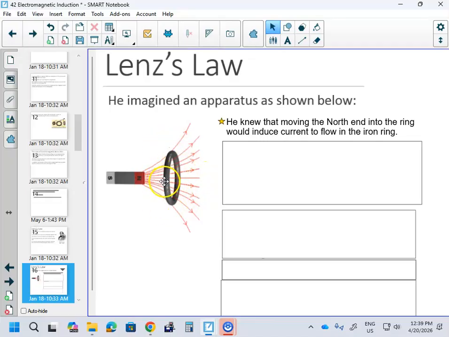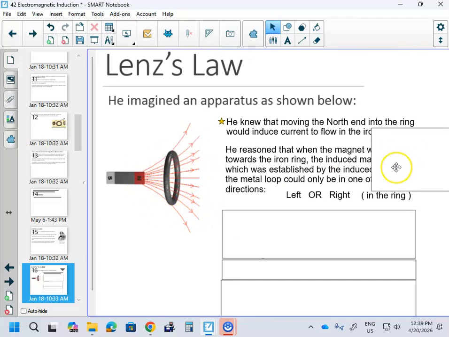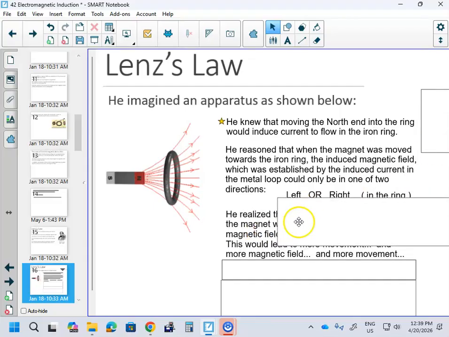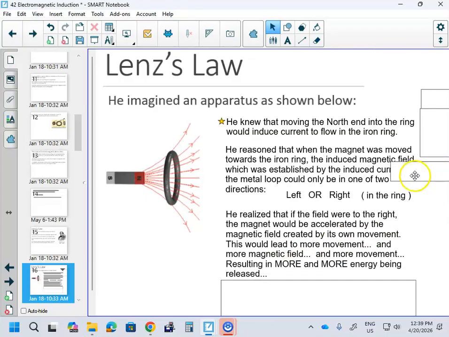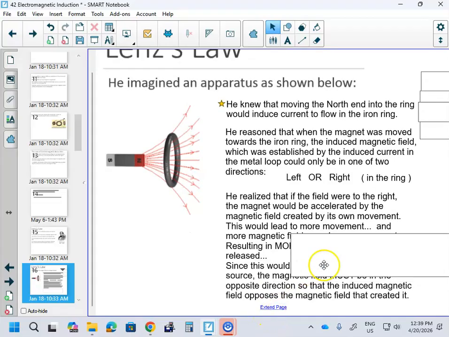Whereas if it made a south, then you push it in, that makes it south, that makes it pull in even more, and then that makes it even more south. So the idea is that couldn't be the case, right? Realize if the field were to the right, the magnet would be accelerated by that field that it created, which would make it move more, which would make it accelerate more, and so on. And that just doesn't make sense, right?